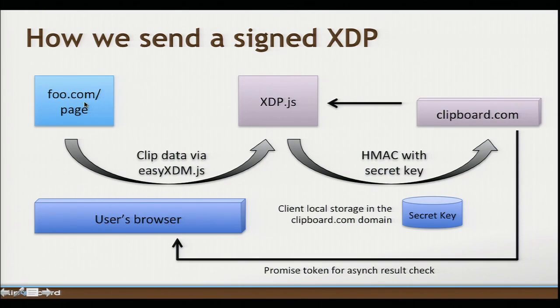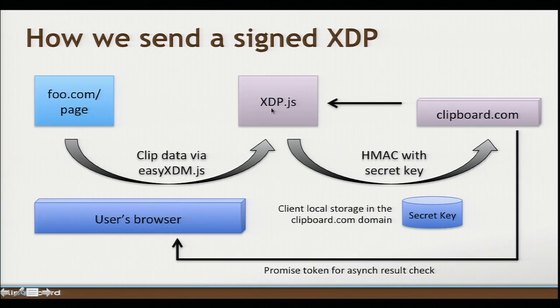So imagine you're going to foo.com, we're running through the page, and someone makes the selection, they're clipping something. And the first thing that we do is we use EasyXDM as a way of transporting that data to our own JavaScript page that we host on the clipboard.com domain. We just call that XDP, or we've changed the names, but it's for making cross-domain posts, basically.